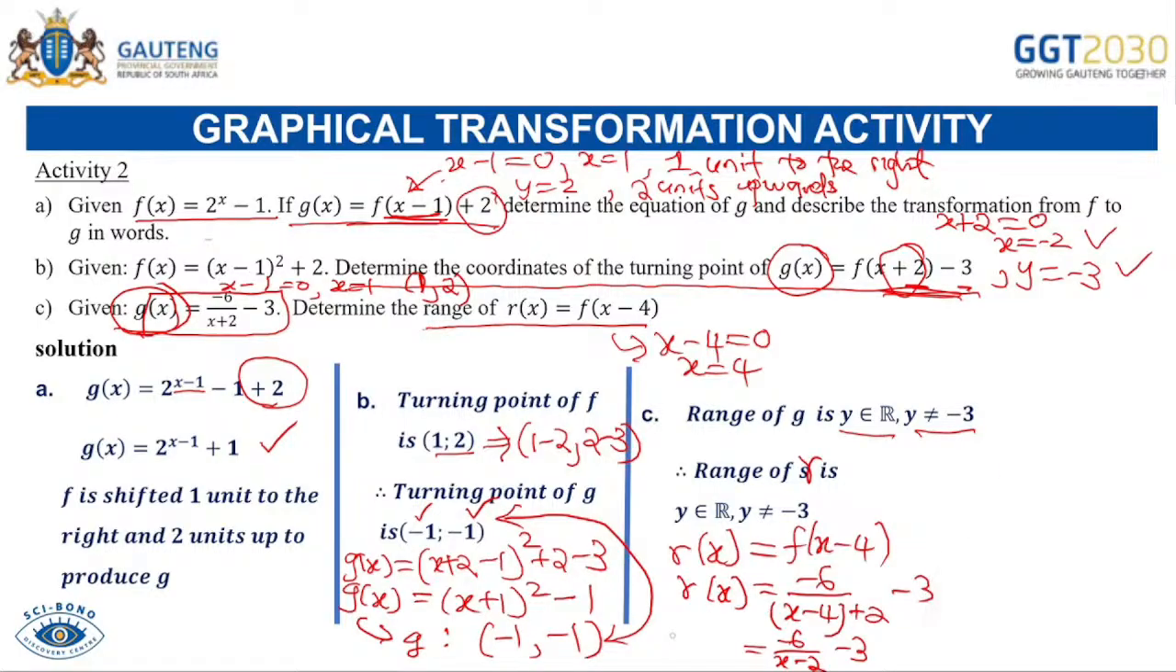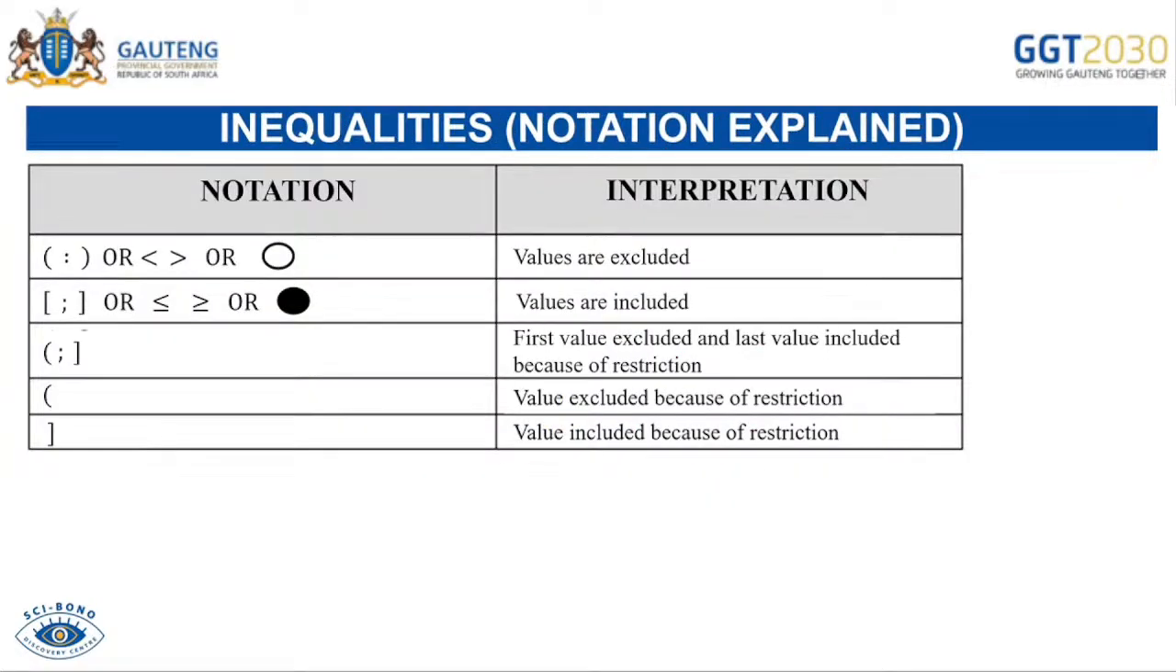The range would be preserved. It will not change because the y values would not change. So the range would be y, element of all real numbers, y cannot be -3. So the range would be preserved there. The range will not change. Only the domain will change because we are moving with respect to the x-axis, or we are translating horizontally.